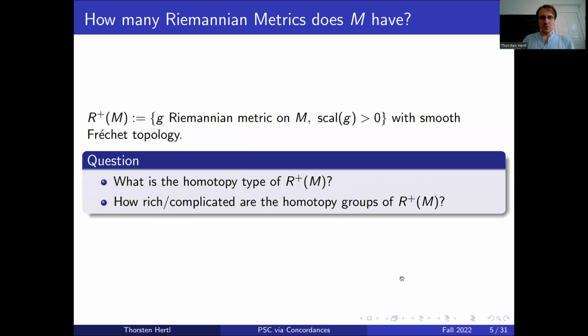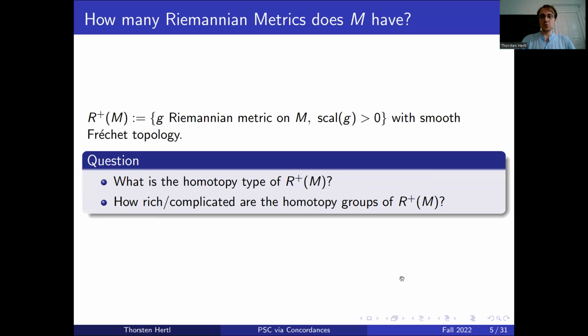Okay, but I'm not so much interested in the existence question of the PSC metric, I rather like to count them. And when I say that I would like to count them, I mean the following. I consider the set of all Riemannian metrics on a closed manifold M that have positive scalar curvature. And I can equip this set with a natural topology, the so-called Fréchet topology. And then I ask myself a question: what is the homotopy type of the space? How rich or complicated are its homotopy groups? These questions are quite difficult.